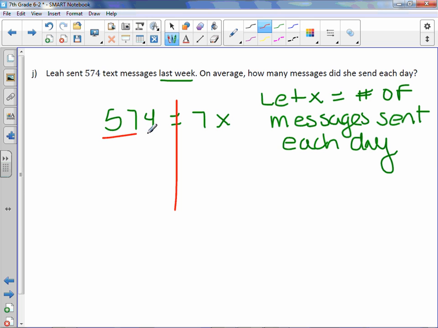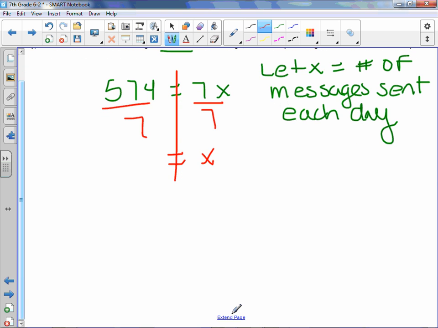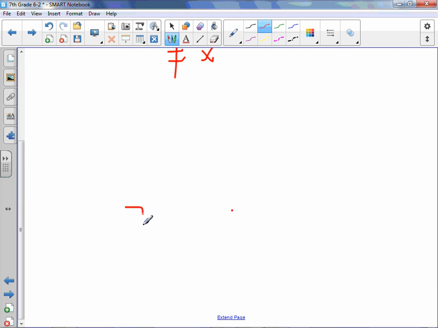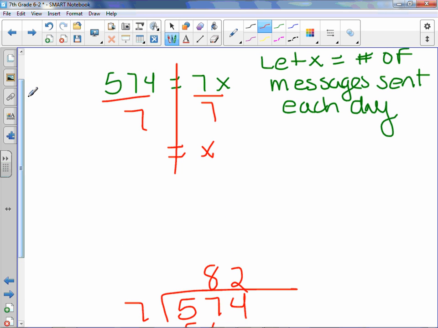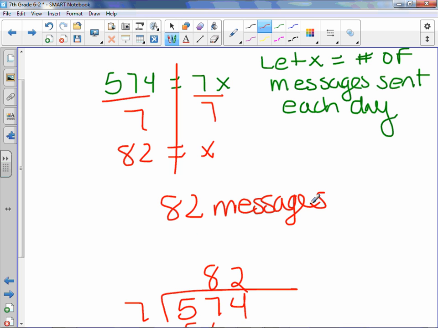So let's solve. Divide both sides by 7. Let's do some long division here. 7 into 574. Seven times 8 is 56, which is 1. Bring down the 4. Goes in twice evenly. So it looks like 82. So we can say 82 messages. And you could even add to that each day.